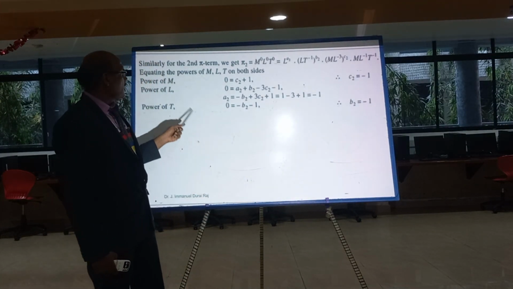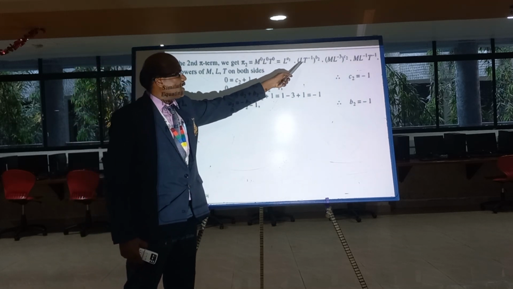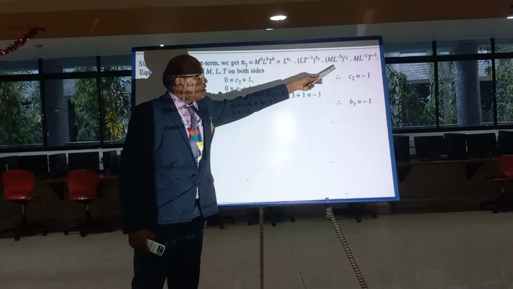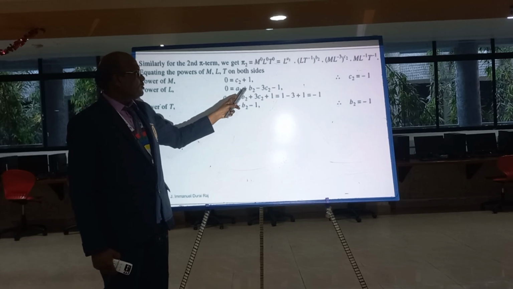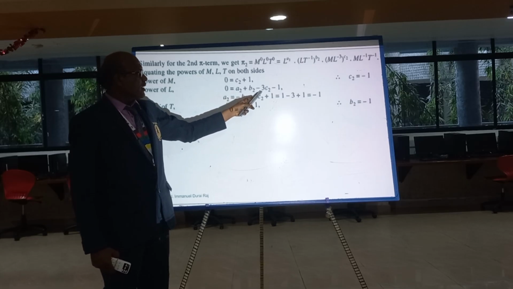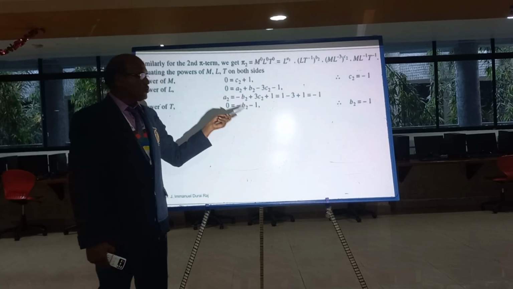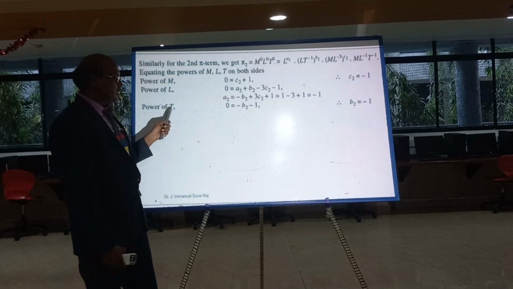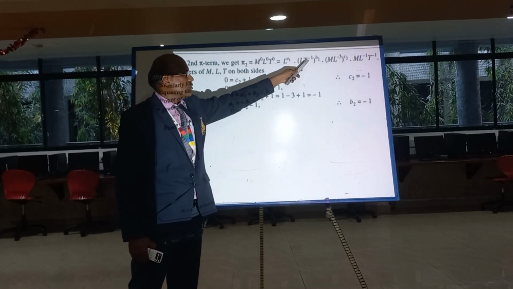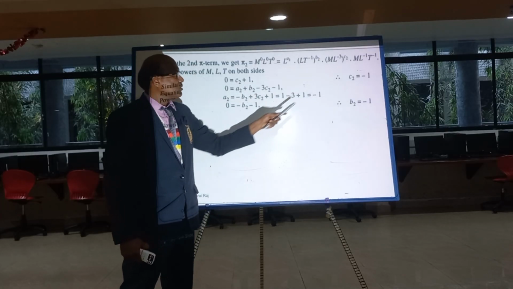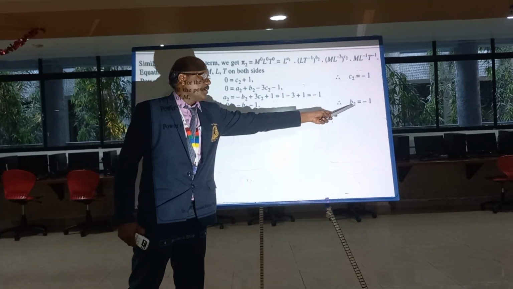Similarly, go with the powers of L. L is 0 here, and on the other side L power A2, L power B2, L power minus 3 C2, L power minus 1. So equate these terms. Suddenly you cannot find it, so go with the T term. Once again, T is 0 here, and on the other side minus B2 minus 1. From this I can find out what my B2 is.